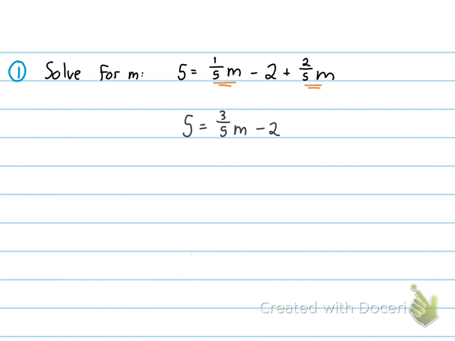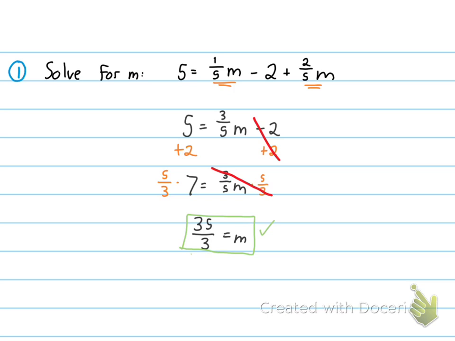Now from this point, I want to combine the numbers, so I'm going to add 2 to both sides to combine it with the 5. That'll cancel, and I'm left with 7 equals 3/5 m. And an easy way to get rid of this fraction is to multiply by the reciprocal. So if I multiply both sides by 5/3, that's going to cancel. And then I'm going to get a fraction as my final answer, but that's okay. Easy way to do that, I can just multiply 5 times 7 on top, and I'm left with 35/3 equals m.